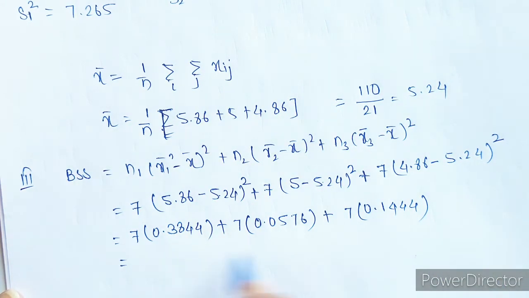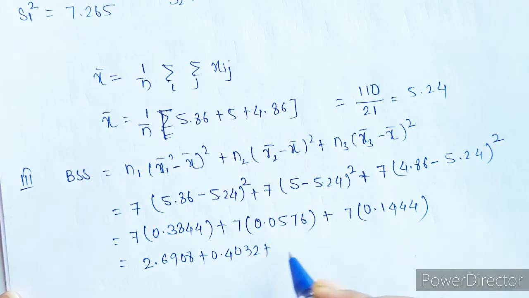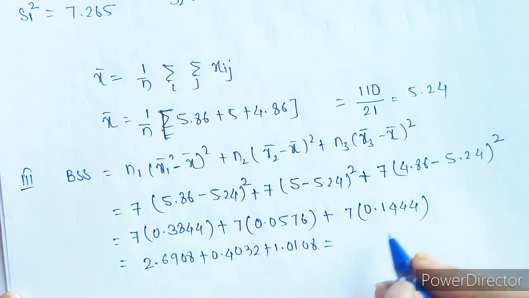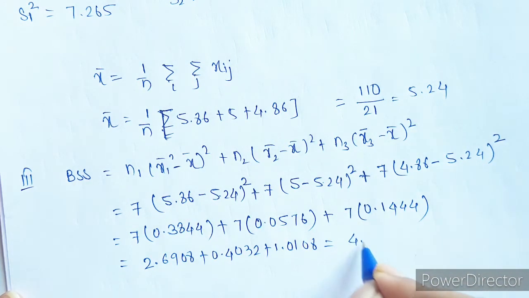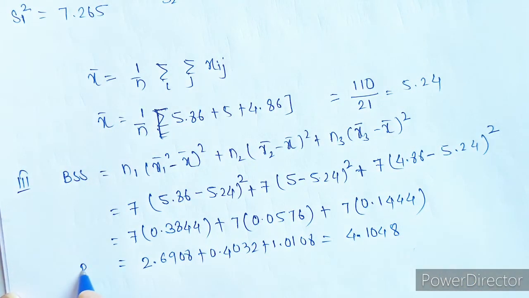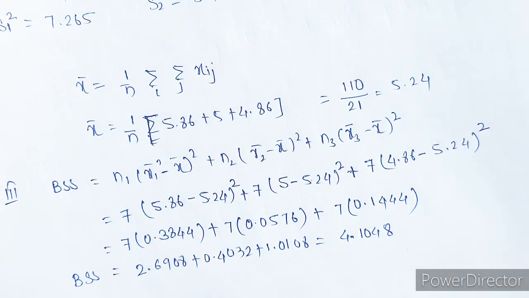Okay, now multiply this. So after multiplying, what we are getting is 2.6908 plus 0.4032 plus 1.0108, which is equal to 4.1048. Okay, so this is the sum of squares between the classes.